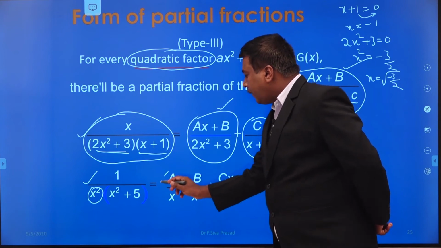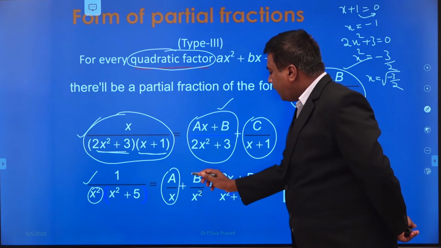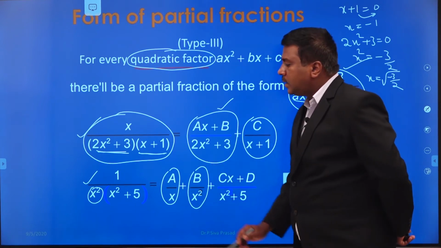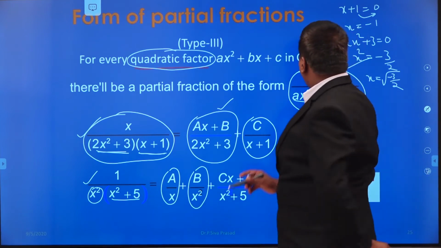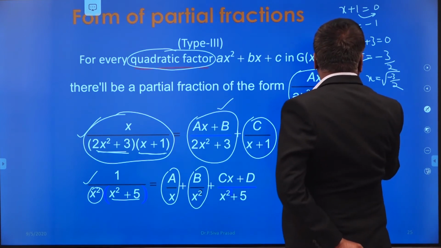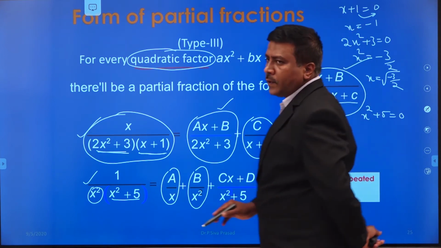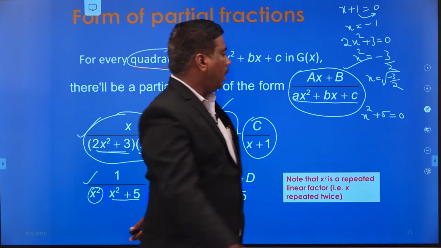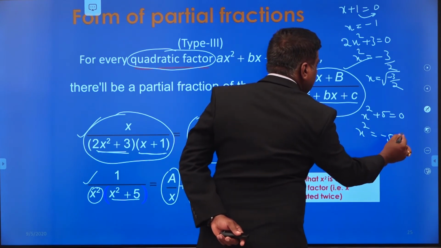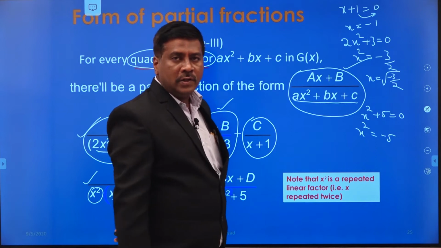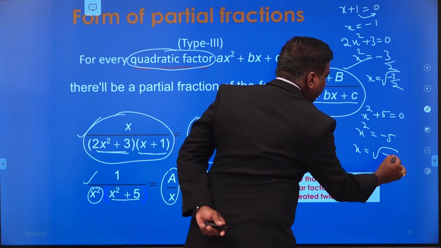Therefore, the partial fraction I have to consider is a by x plus b by x square plus, now another one is x square plus 5. If you equate x square plus 5 equal to 0, then the x square value is equal to minus 5. Then x is equal to root of minus 5.